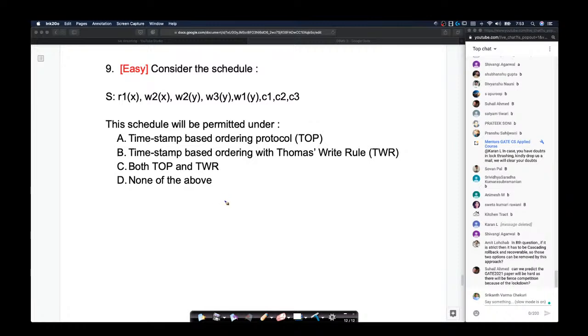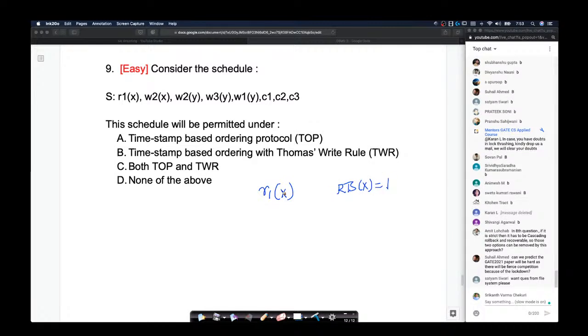Okay, so let me explain this concept here. It's fairly straightforward. Again, just remember that you have to have timestamps for each transaction, and read timestamps and write timestamps for each of the variables. That's the whole concept, right? So you have R1x, which means the read timestamp of x equals 1, and the timestamp of transaction 1 equals 1.